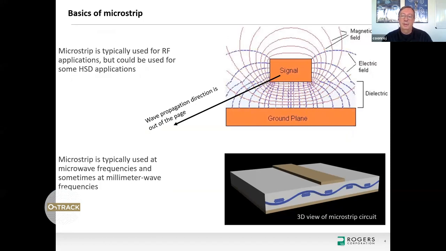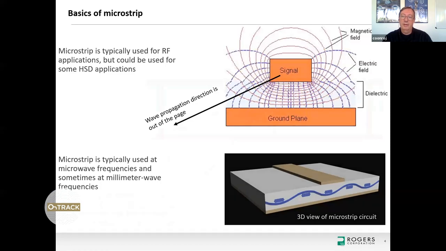In the bottom right, I'm showing the 3D view again. I didn't talk much about how this is used. Microstrip is normally used in RF applications at microwave frequencies, and the microwave range is around 300 megahertz to about 30 gigahertz. But we have seen this structure used at higher frequencies. It gets more difficult as you go higher, but we have seen it used at 60 gigahertz and a fair amount at 77 gigahertz for auto radar applications. So that's a quick RF side of the microstrip.